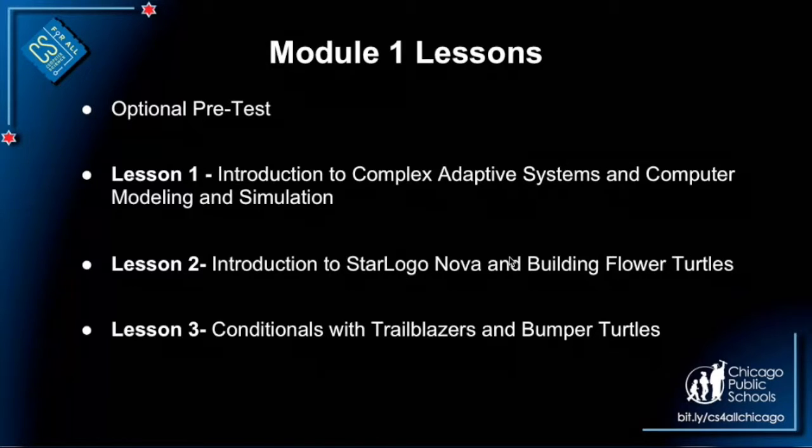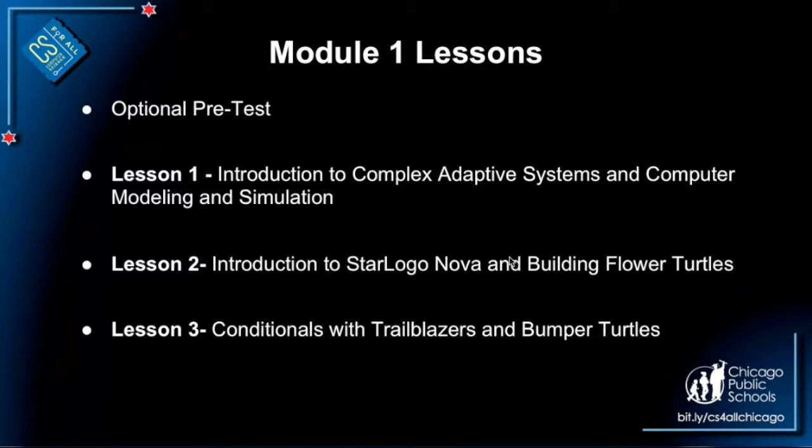For Lesson 3, we have conditionals with Trailblazers and Bumper Turtles. So Trailblazers would be an example of one of the unplugged activities. Students get to make a graph with different color blocks in it. It's red and black blocks. And then they will have to try and create a maze with the blocks that follow different patterns. So for example, if you hit a red block, you're going to have to turn left. If you hit a black block, they're going to have to turn right. So they will create mazes with these blocks.